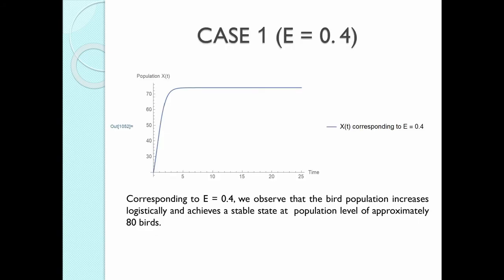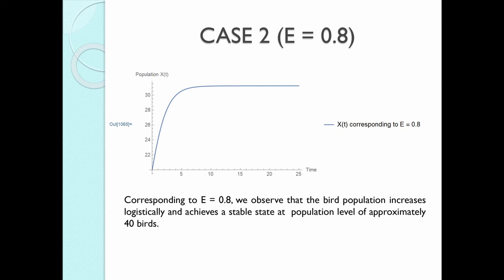Case 1. E is equal to 0.4. Corresponding to this value, we solve our differential equation numerically and plot it to observe that the bird population increases logistically and achieves a stable state at a population level of approximately 80 birds.